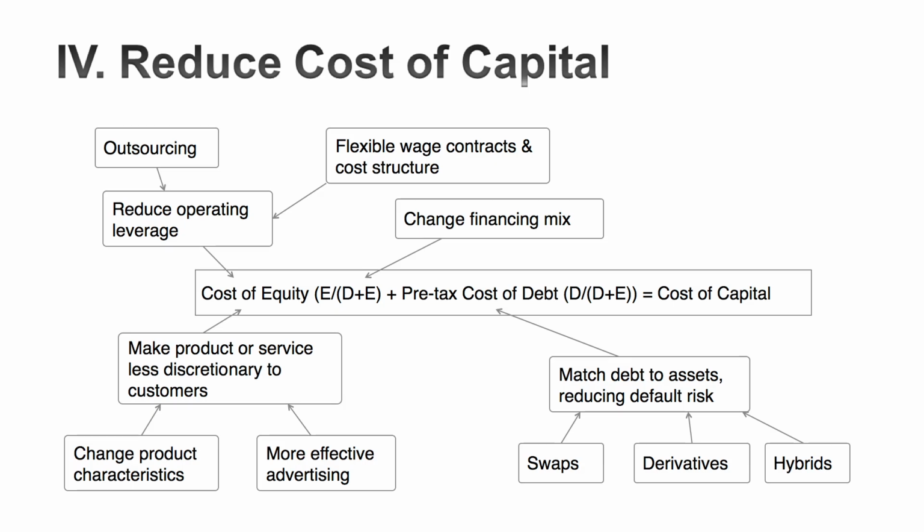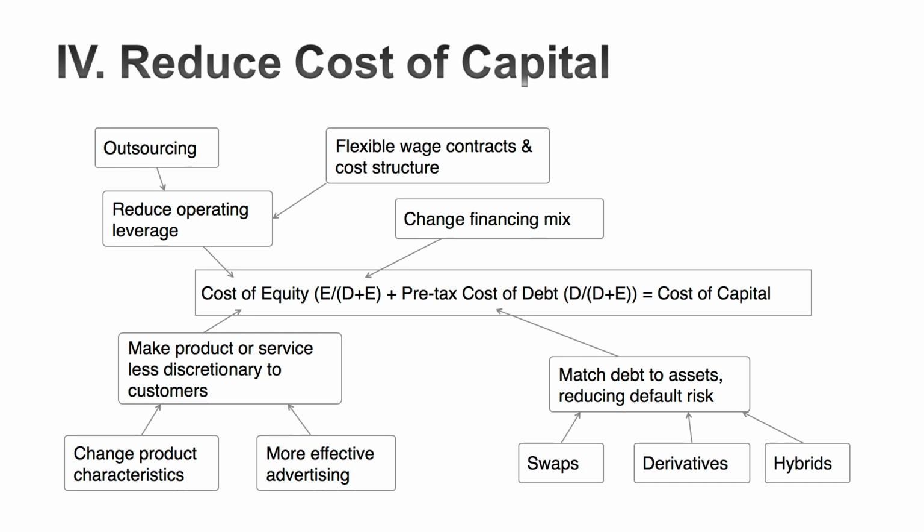But there are other ways you can lower your cost of capital, and here are the three other ways. One is you can try to make your product or service less discretionary to your customers. In other words, make it more of a necessity. I don't know how you're going to pull that off, but if you can, that reduces your cost of capital.